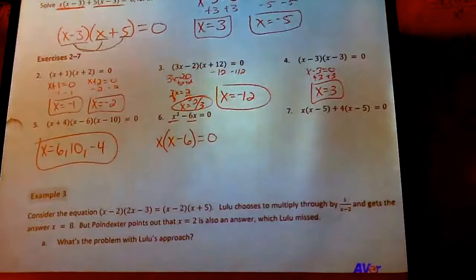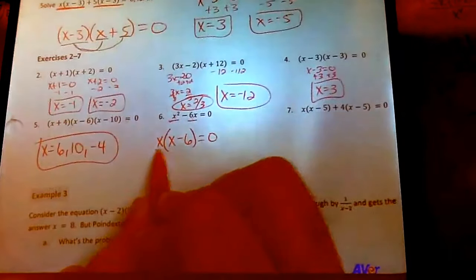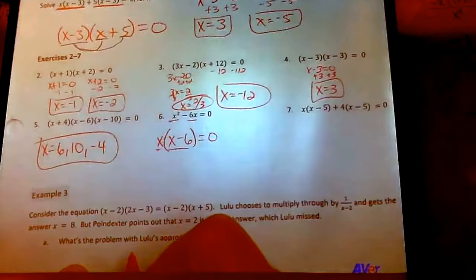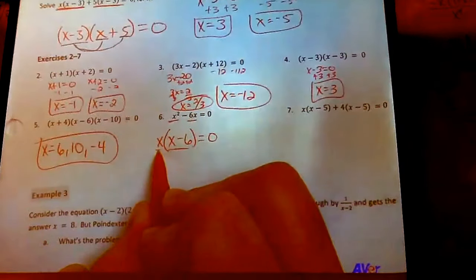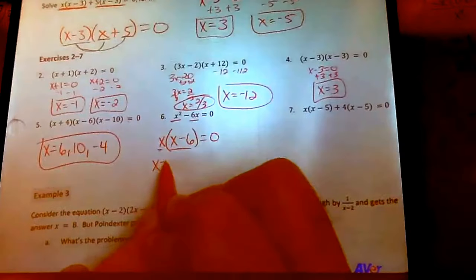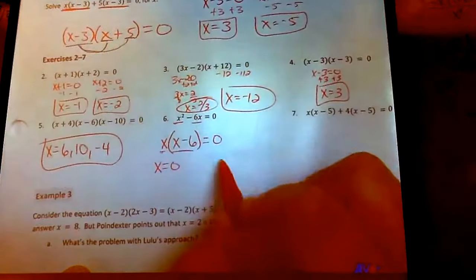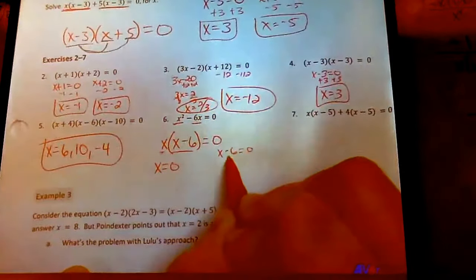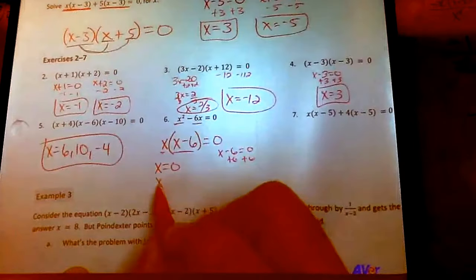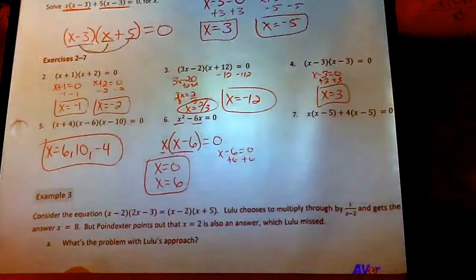Now you take each one of these and set it equal to 0. So what's one of the answers? X equals 0. The other one would be x minus 6 equals 0, add 6, so x equals 6. Those are your two answers.